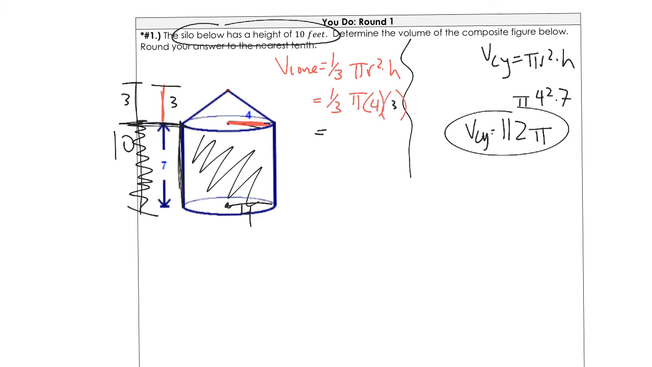So that's 12 pi, because 4 times 3 is 12. A third of 12 is 4. So the volume of the cone is 4 pi.